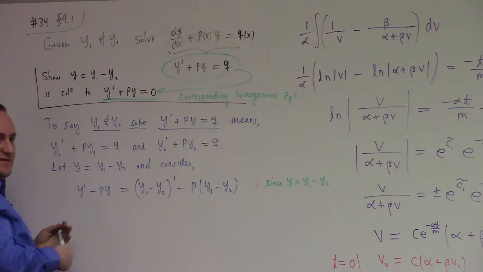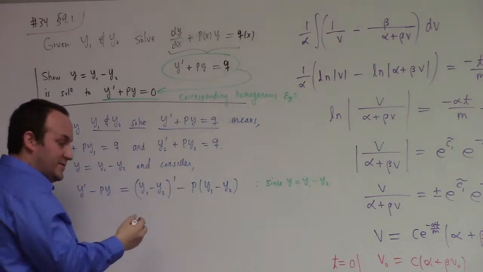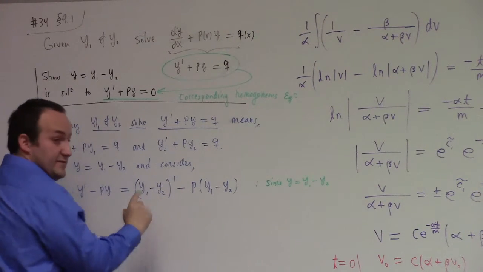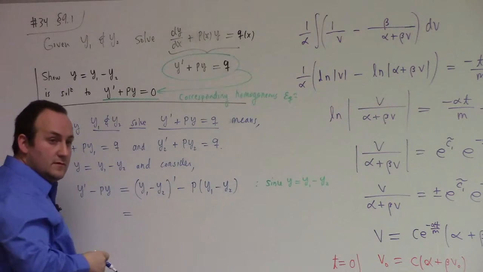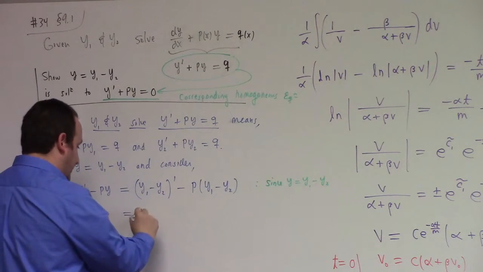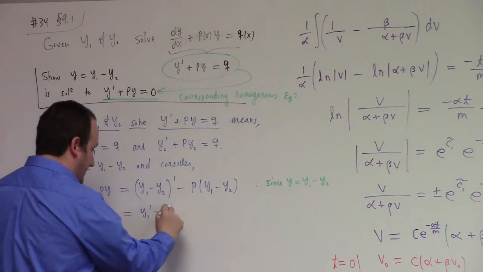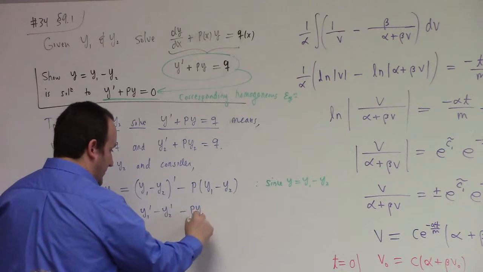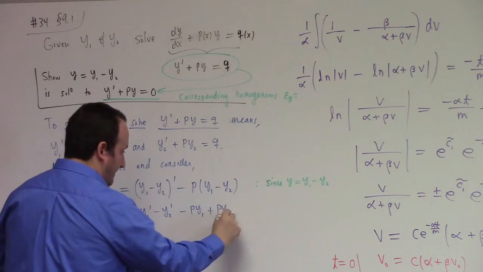I don't like to solve homework problems in here, but I think it's worthwhile for me to do it this day. So this is what? Right, so this is what? This is y1 prime minus y2 prime minus py1 plus py2, right? By what?